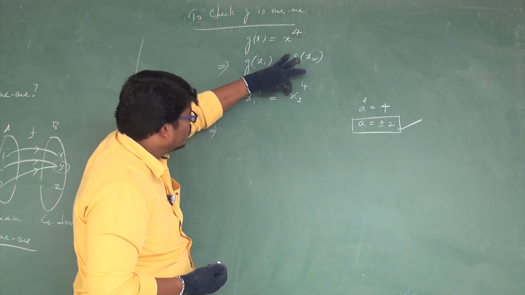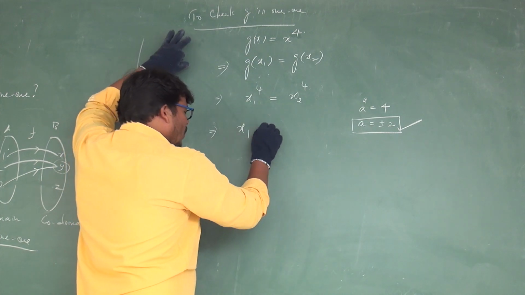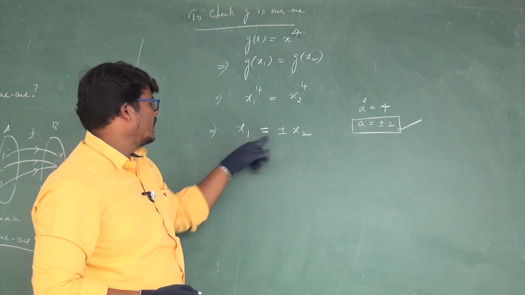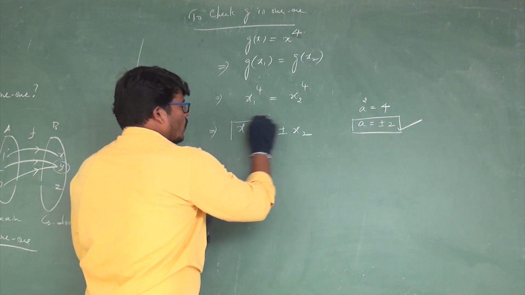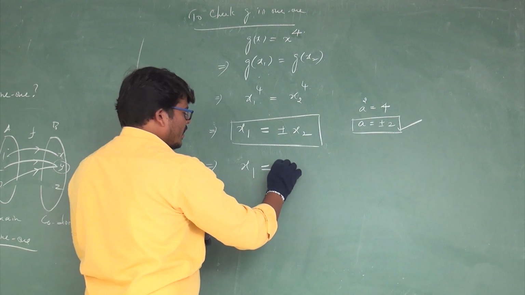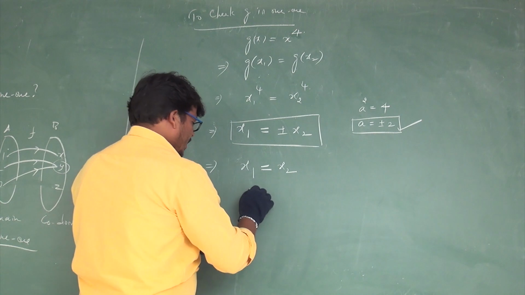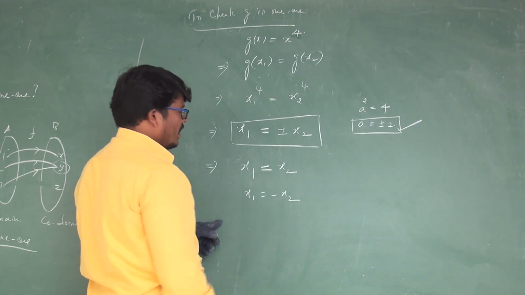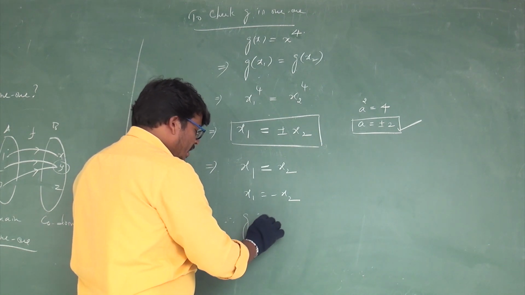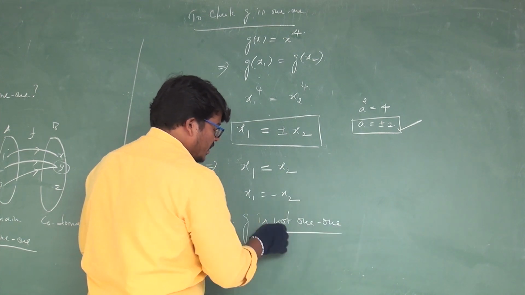x1 power 4 equal to x2 power 4, this is an even number, therefore x1 equal to plus or minus x2. We get two answers: x1 equal to x2 and x1 equal to minus x2. Therefore g is not one-one function.